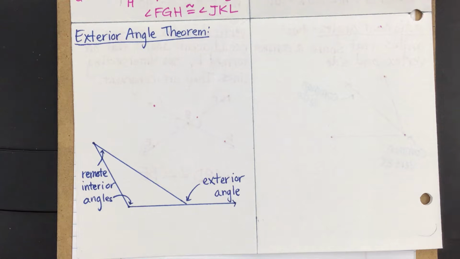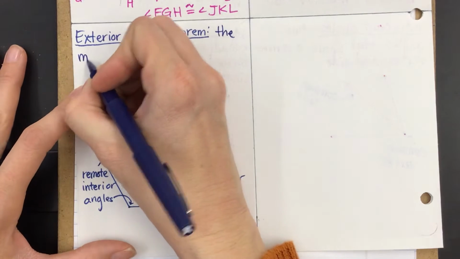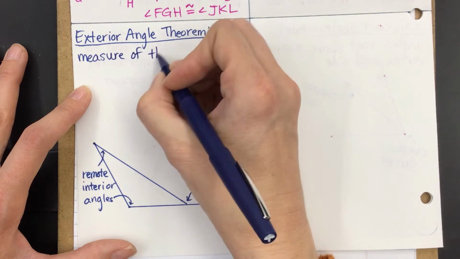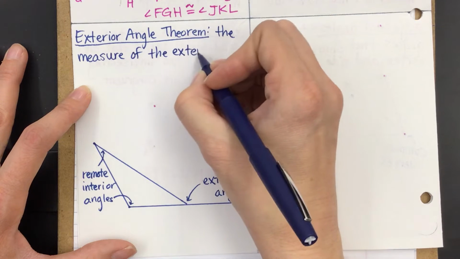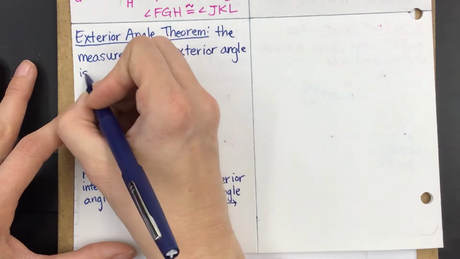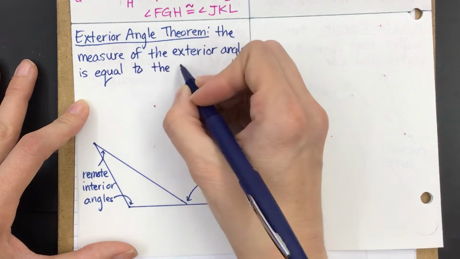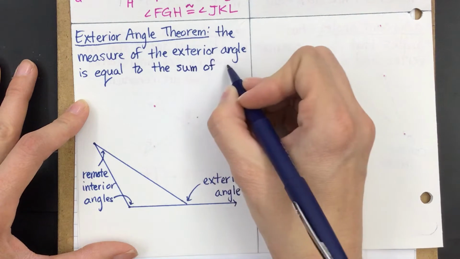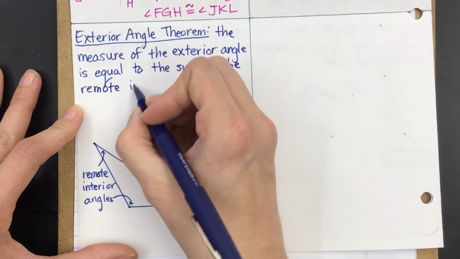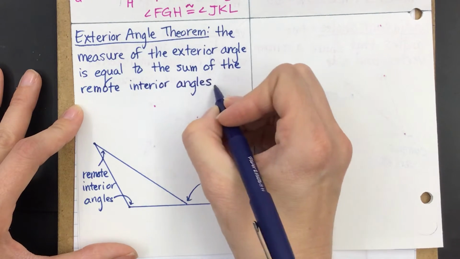Okay, let's write the theorem down. The exterior angle theorem states that the measure of the exterior angle is equal to the sum of the remote interior angles. Okay.